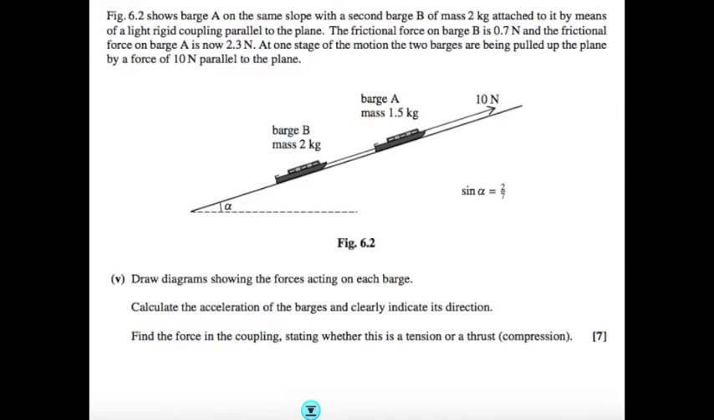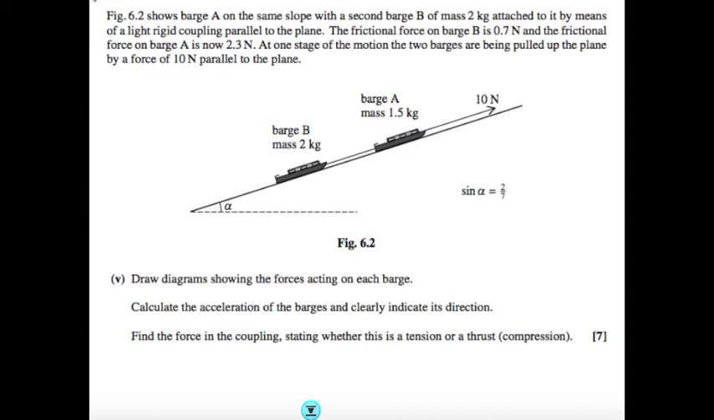Figure 6.2 shows barge A on the same slope with a second barge B of mass 2 kilograms attached to it by means of a light rigid coupling parallel to the plane. The frictional force on barge B is 0.7 and the frictional force on barge A is now 2.3. At one stage of the motion, the two barges are being pulled up the plane by a force of 10 newtons parallel to the plane. Draw a diagram showing the forces acting on each barge.